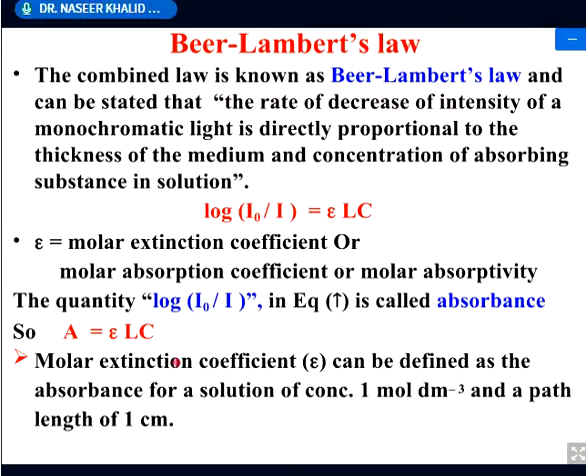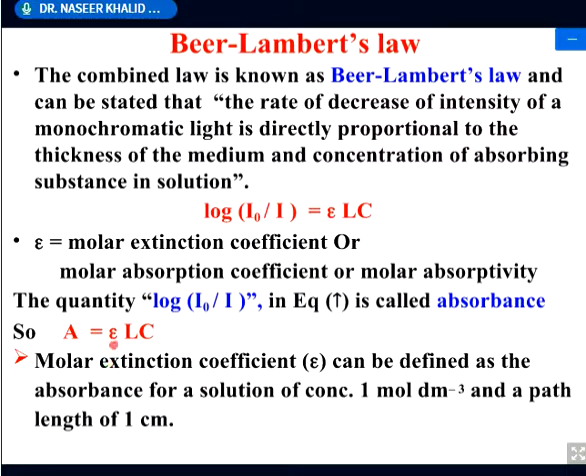Okay, so this epsilon, that is the molar extinction coefficient, can be defined as the absorbance of a solution of concentration 1 mole per decimeter cube and a path length of 1 centimeter. So we can measure the epsilon value with known concentration, known absorbance and the path length. We can calculate the epsilon value, and this is characteristic.